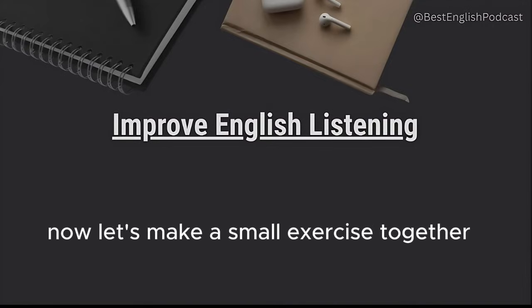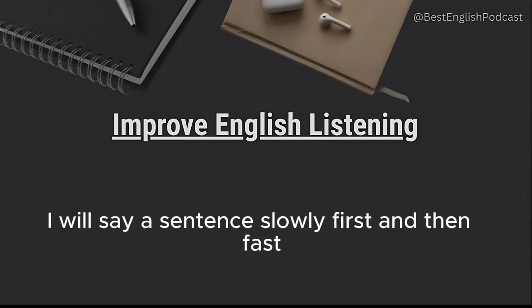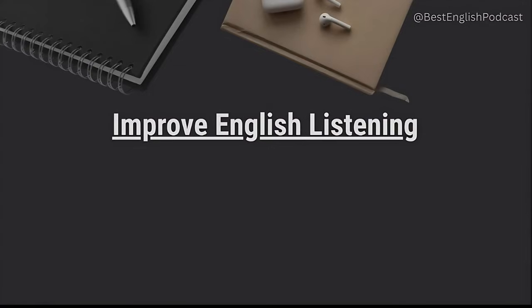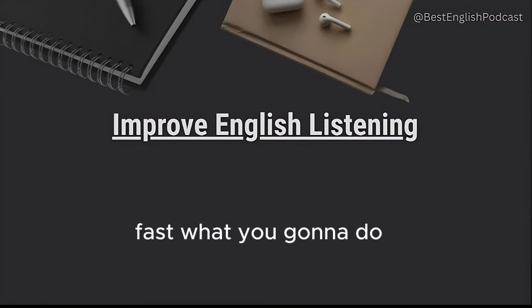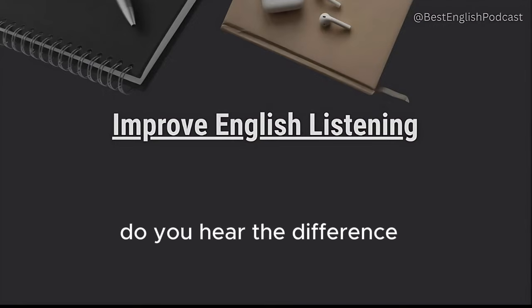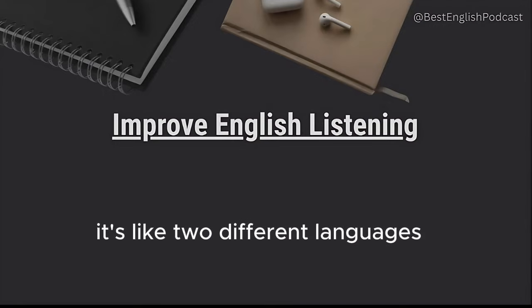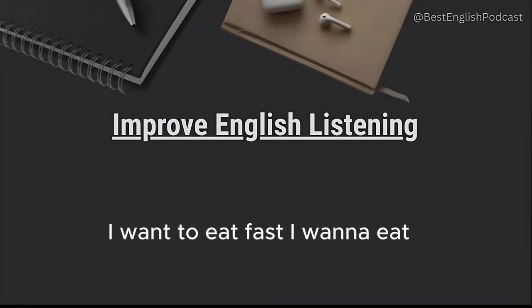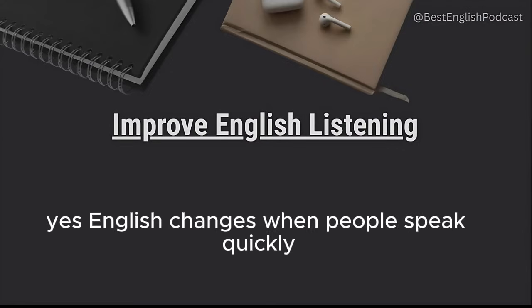Now, let's make a small exercise together. I will say a sentence slowly first, and then fast, like a native. Slow. What are you going to do? Fast. What you gonna do? Do you hear the difference? It's like two different languages. Let's try another one. Slow. I want to eat. Fast. I want to eat. Yes, English changes when people speak quickly.